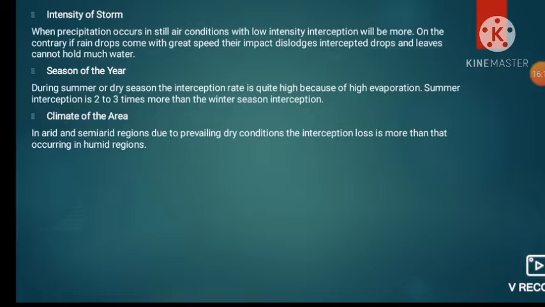Climate of the area. In arid and semi-arid regions, due to prevailing dry conditions, the interception loss is more than that occurring in humid regions.